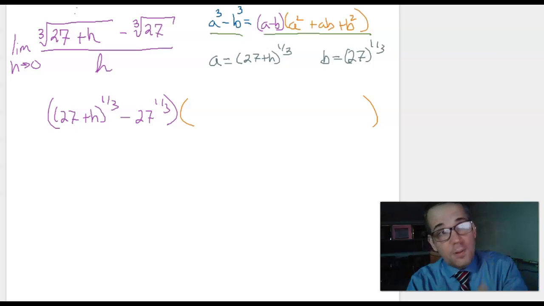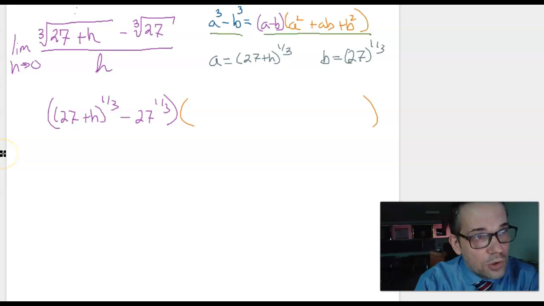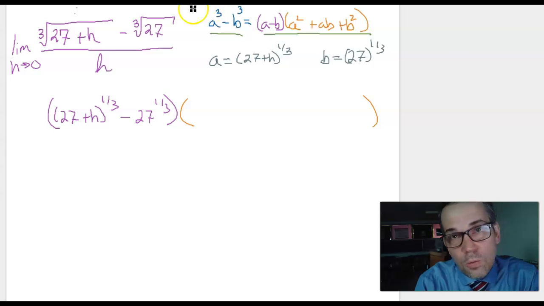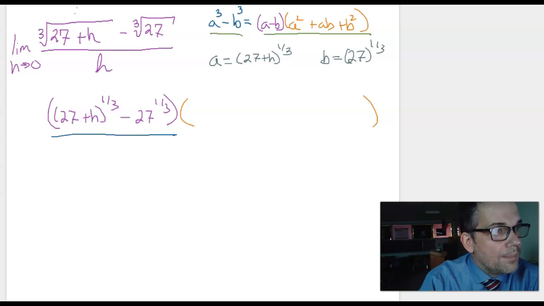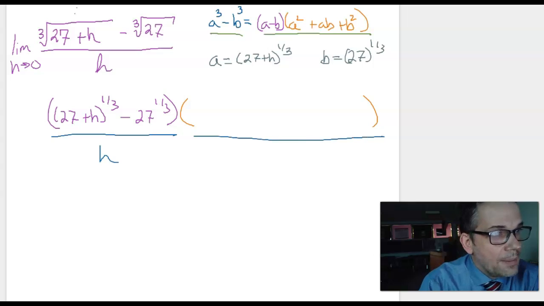And ultimately what's going to happen is I'll have this purple portion, I'll put in that orange portion, those two things multiplied together will equal a cubed minus b cubed, which will essentially become this thing cubed, which is just 27 plus h, minus this thing cubed, which is just 27. So what we have to do is figure out what that correct orange portion is, so that we can also do the rest of this problem. This is all over h, and that orange portion I'm going to put on both top and bottom.